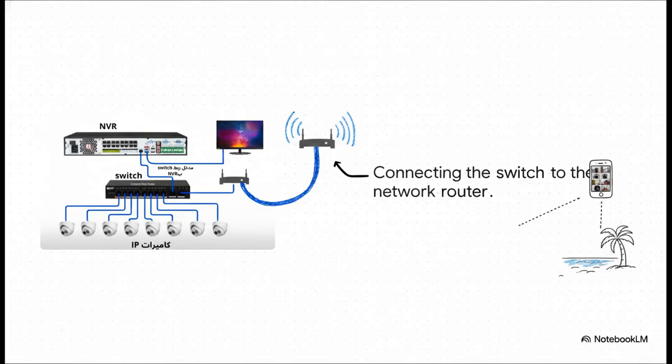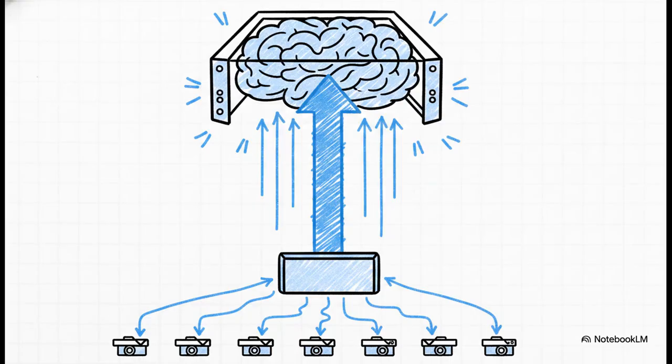And check this out. Connecting this local switch to a standard wireless router is what actually bridges our little closed system to the outside world. This is the exact step that transforms a basic local recording loop into a dynamic, remotely accessible security net. It's what allows you to pull out your smartphone halfway across the globe and view your cameras securely in real time. Let's move up and see how this builds.